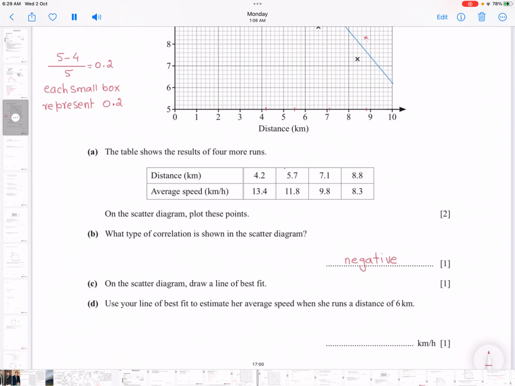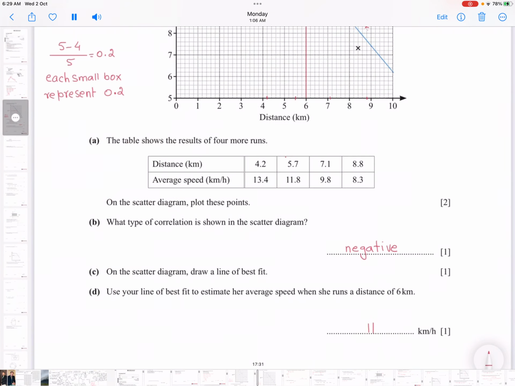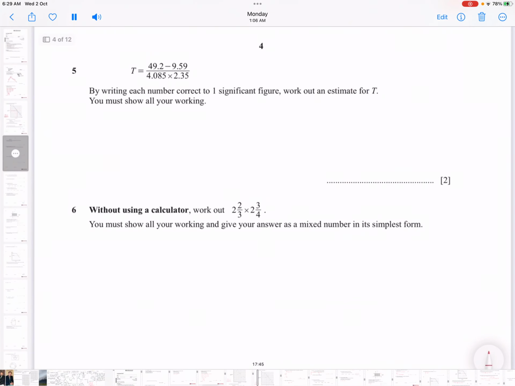Use your line of best fit to estimate her average speed when she runs a distance of 6 km. So from 6 km, touch the line of best fit, and from there read the corresponding value on the y-axis. This is 11 km per hour.